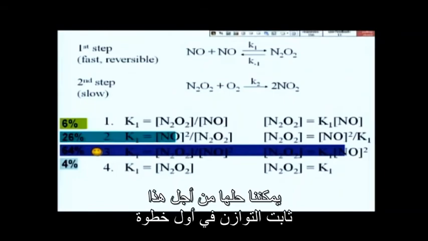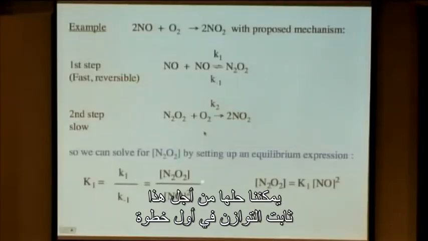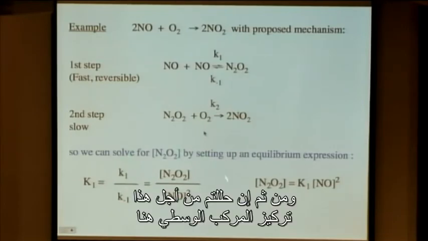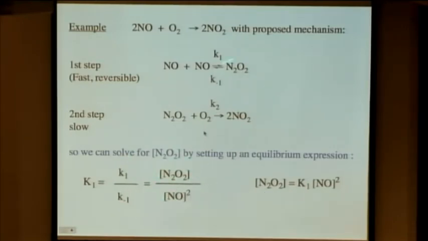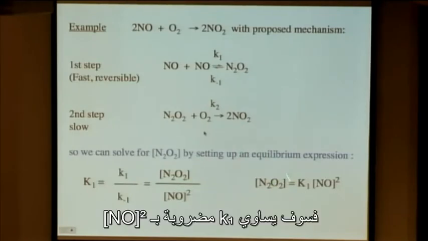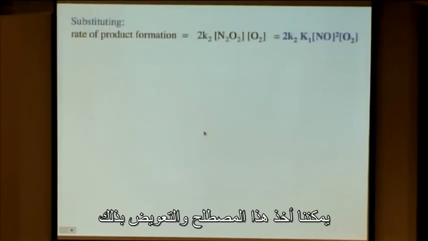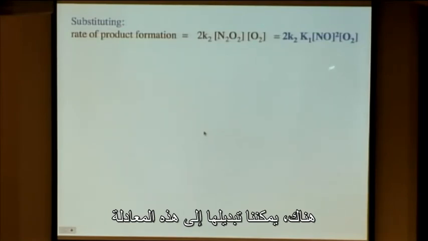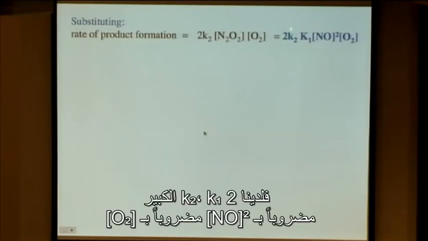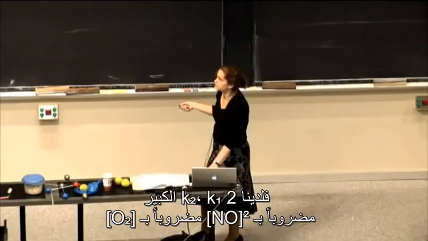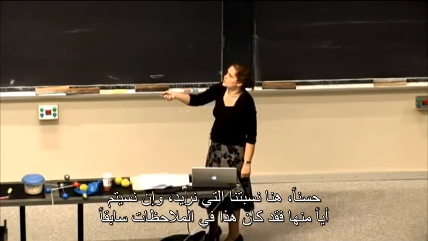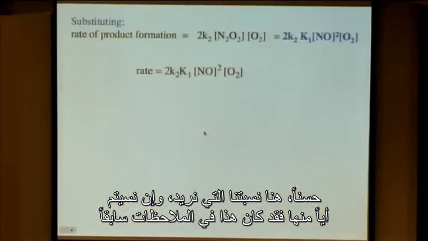So we can solve for this, the equilibrium constant for the first step, products over reactants. And then if you solve for the intermediate, which is the product in the first step, it would be equal to K1 times NO squared. We can take that term and plug it in, substituting it into this equation. And so we have 2 K2, big K1, NO squared times O2. All right, so here is our rate. And if you missed some of this, this was in the notes from before.